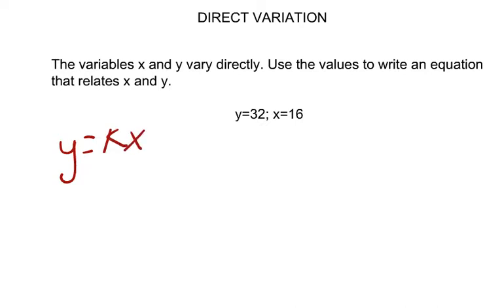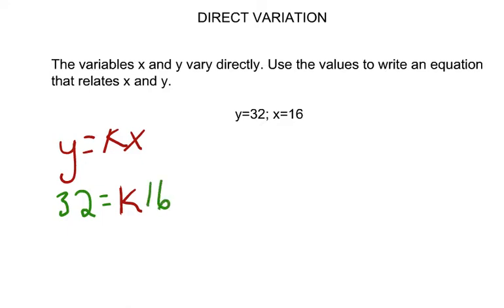They give you a value of y and a value of x, so all you do is substitute that into the original formula for a direct variation. Instead of writing y, we're going to write 32. They didn't give us k, and k is what you're going to look for, so you leave k the same. Actually, let's change that to red so that it's the same color as above. And then the x they gave you is 16, so we're going to change that to 16.